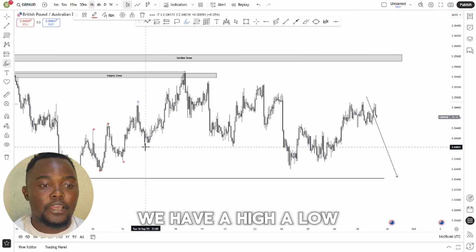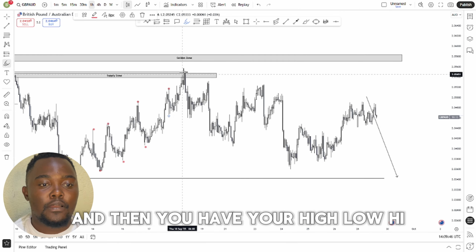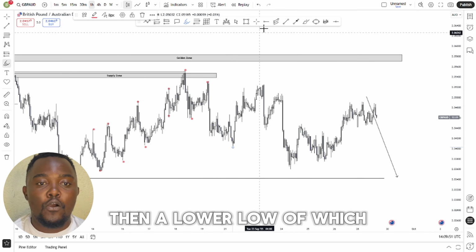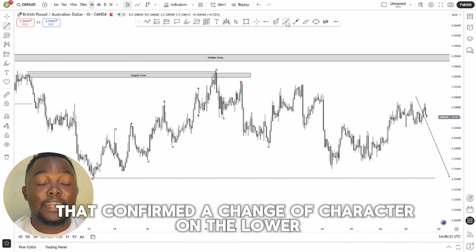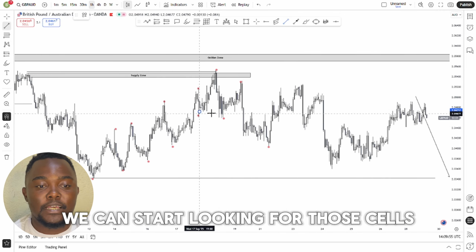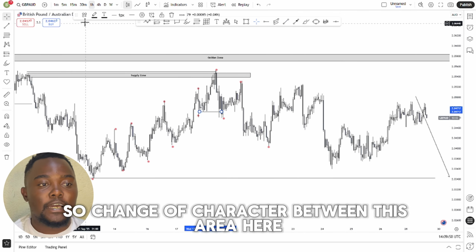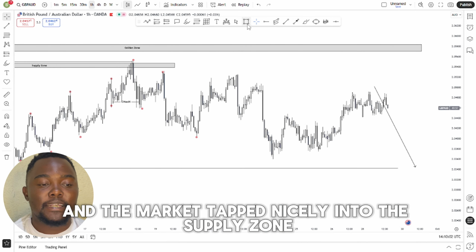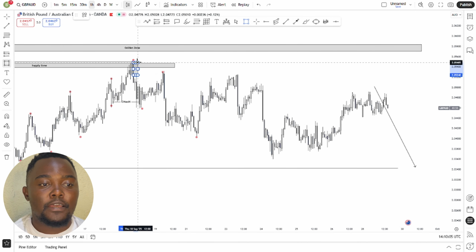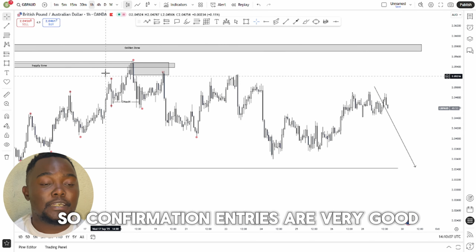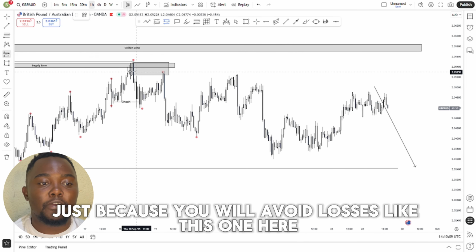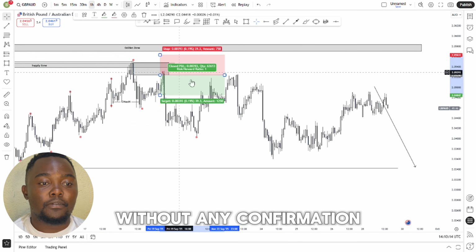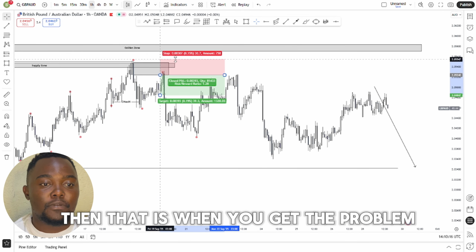We have a high, a low, and then you have your high, low, high, then we had a lower low, lower high, then a lower low, of which that confirmed a change of character on the lower time frame to show us that we can start looking for those sells. So change of character within this area here, and the market tapped nicely into the supply zone, as you can see right there. So confirmation entries are very good, just because you will avoid losses like this one here. But whenever the market drops to the downside without any confirmation, then that is when you get the problem.